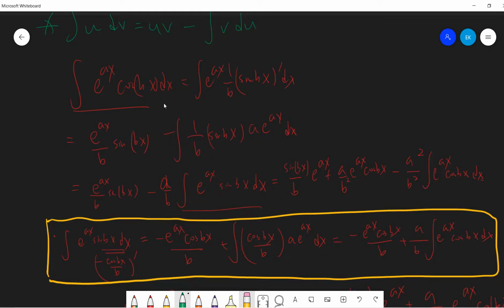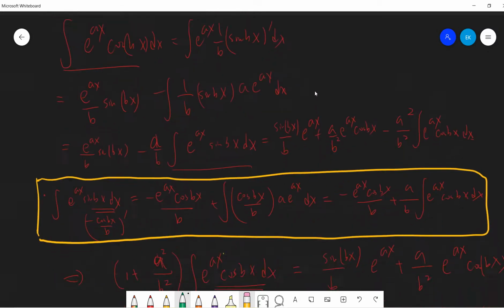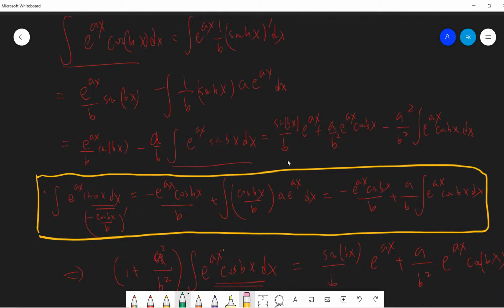The derivative of this exponential ax gives you an additional a, and clearly you get e^(ax) over b sine bx minus a over b times the integral of e^(ax) sine bx dx. This integral of exponential ax sine bx dx can be done with integration by parts again. Now there's an additional negative sign here, so you get cosine divided by b, and the derivative on this term. So you get this.